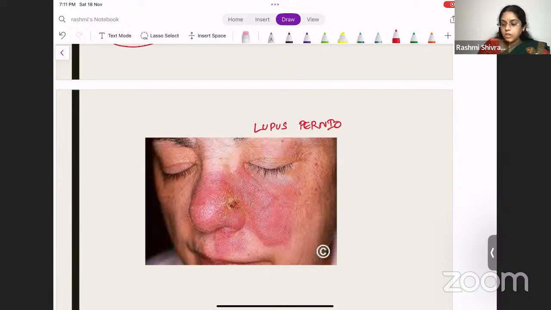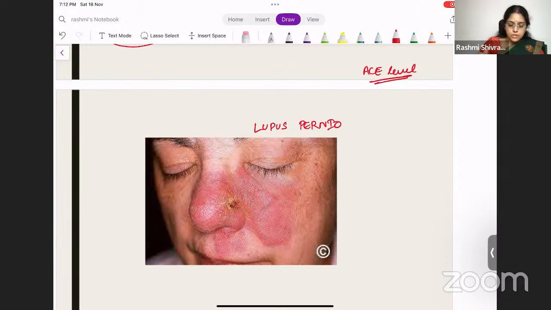Okay. Next, let's move on. What are the markers that you must remember? In the question, if there is a sarcoidosis question, most probably they would have given you something about an ACE level. So what is this ACE level? Angiotensin converting enzyme level. When these levels are elevated, the possibility of sarcoidosis is increased, right?